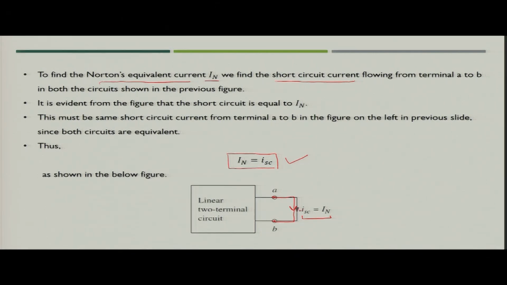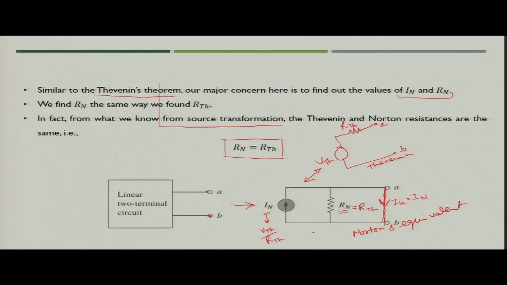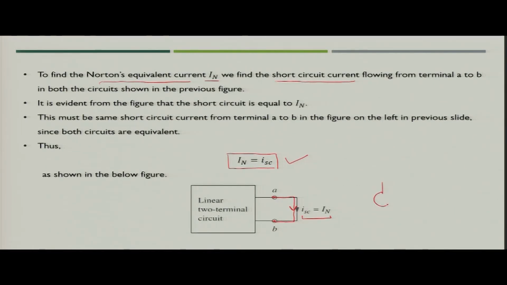So, in that way what can we say? If you draw Norton's equivalent circuit here, with the resistance Rn and current IN between A and B, and compare these two circuits, we can say that they are equivalent because their VI characteristics at terminals A and B are the same.